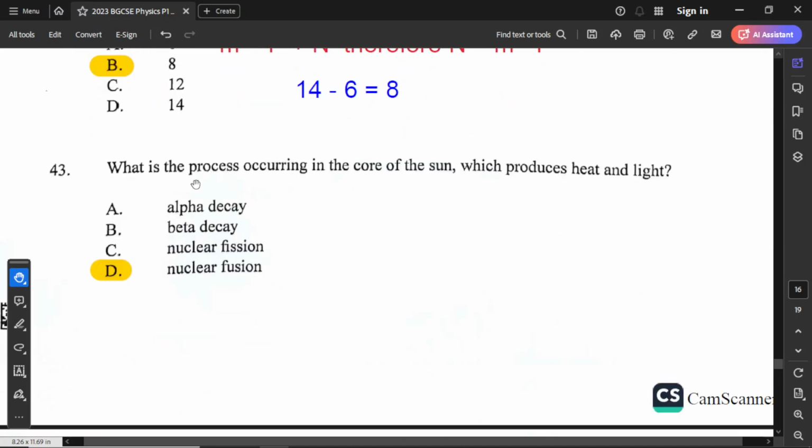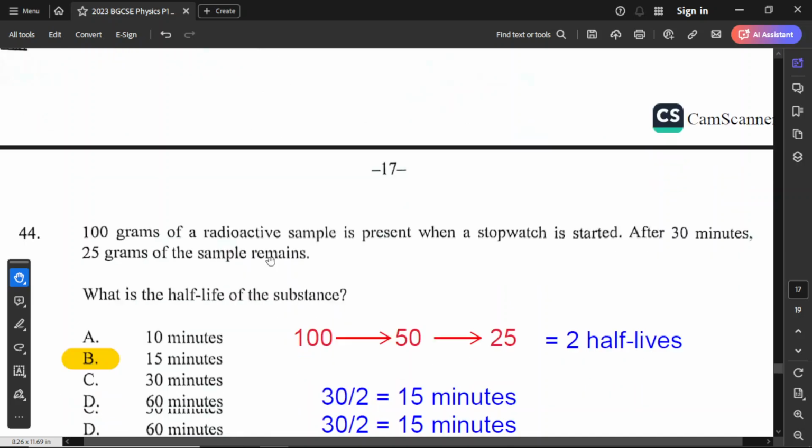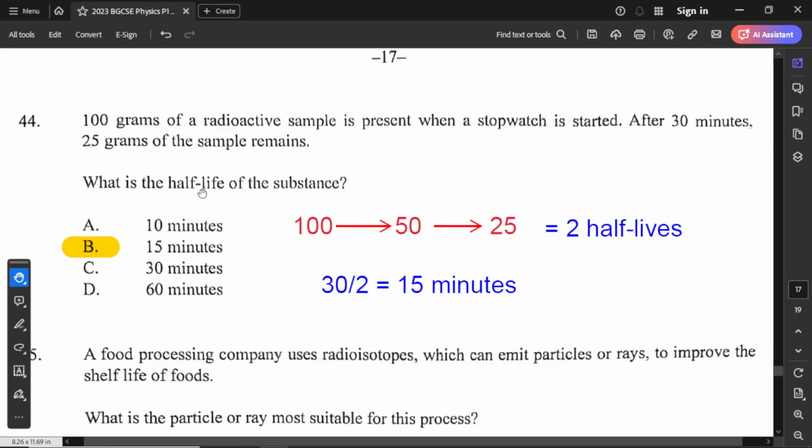For 43, it asks, what is the process occurring in the core of the sun which produces heat and light? That is nuclear fusion. Just make a note of that. And for 44, it says 100 grams of a radioactive sample is present when a stopwatch is started. After 30 minutes, 25 grams of the sample remains.